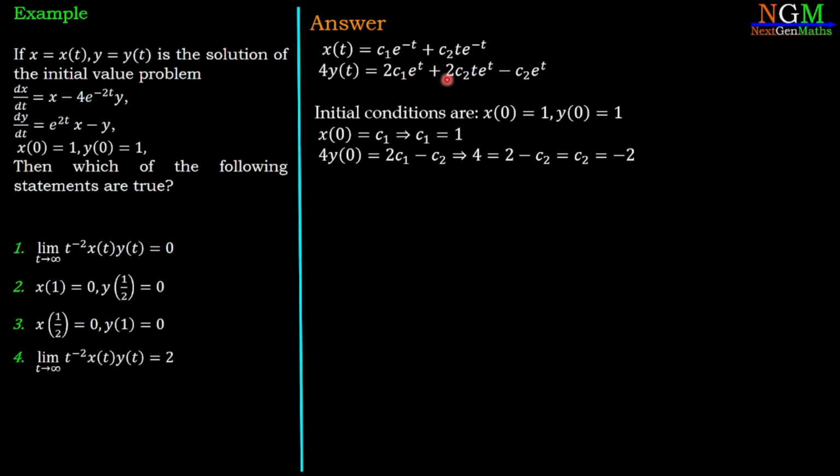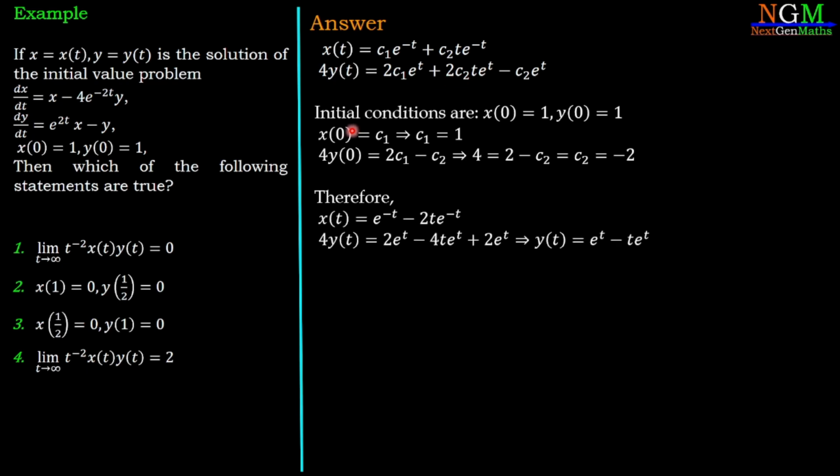So C1 equal to 1, C2 equal to minus 2. Substitute in the equation. So finally we have x of t equal to e power minus t minus 2t e power minus t and 4yt equal to 2 e power t minus 4t e power t plus 2 e power t. So 2 e power t plus 2 e power t is equal to 4 e power t and we divide both sides by 4, then we have yt equal to e power t minus t e power t.